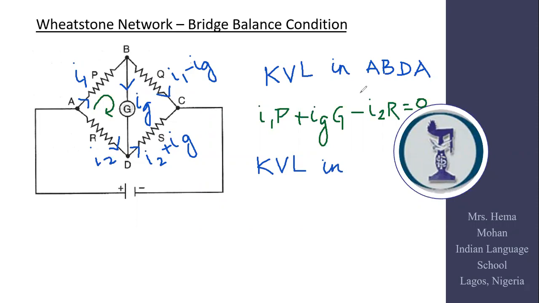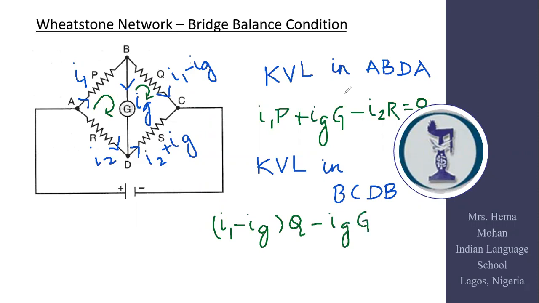That is going to be BDCB or BCDB. It's your choice. Let me say I'm going to take it as BCDB. I'm going to again consider the loop in the clockwise direction. If I consider it in the clockwise direction, I have I1 minus IG into Q. The other two are going to be negative, minus IgG because you are in the opposite direction to the loop. The loop is clockwise while the current is anti-clockwise. Minus I2 plus IG into S is equal to 0. So these are my two equations that I've obtained using KVL.